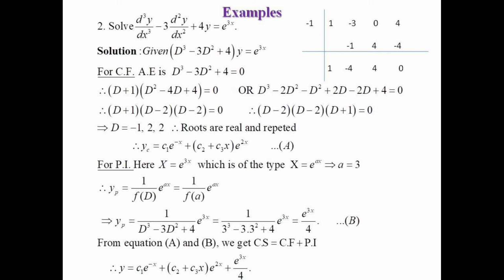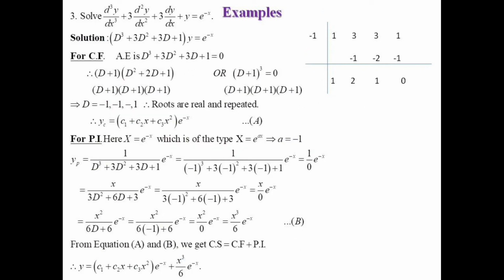If we combine the complementary function and the particular integral of this equation, then we get the complete solution, which is c1 e raised to minus x plus (c2 plus c3x) e raised to 2x plus the particular integral e raised to 3x upon 4. So this is the second example. This is a simple and important example for understanding type number 1 for finding the particular integral while solving a linear differential equation with constant coefficients.